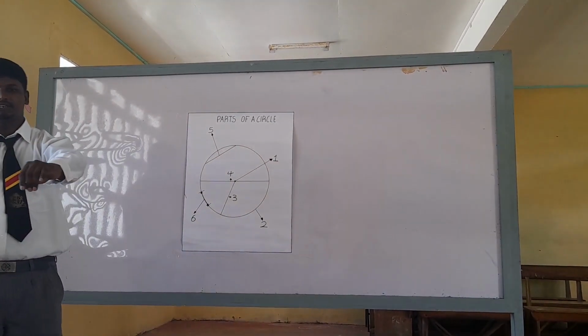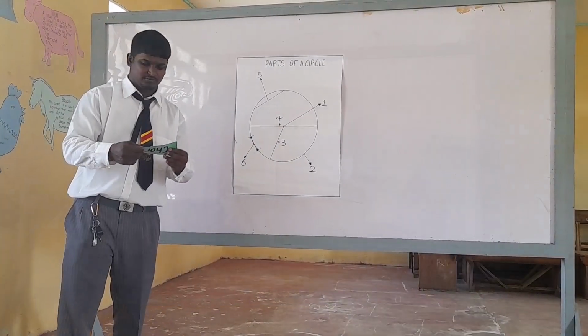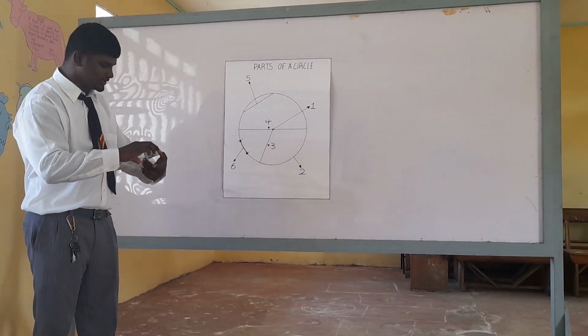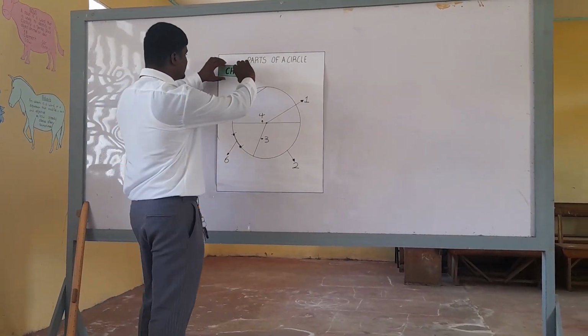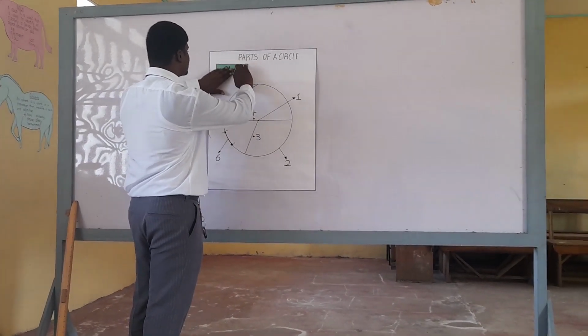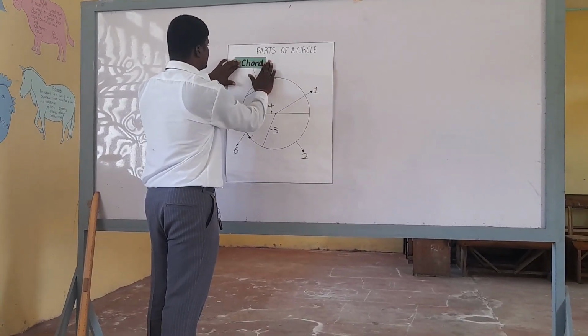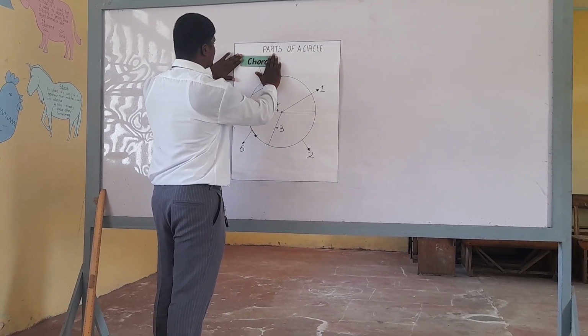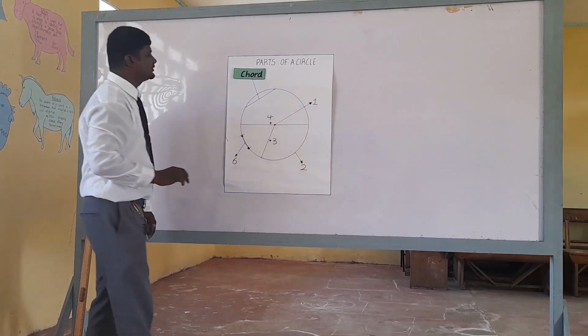So let us have the chord. So this is the chord. Let us place the chord at number 5. Right. So we have one part of the circle there now, the chord.